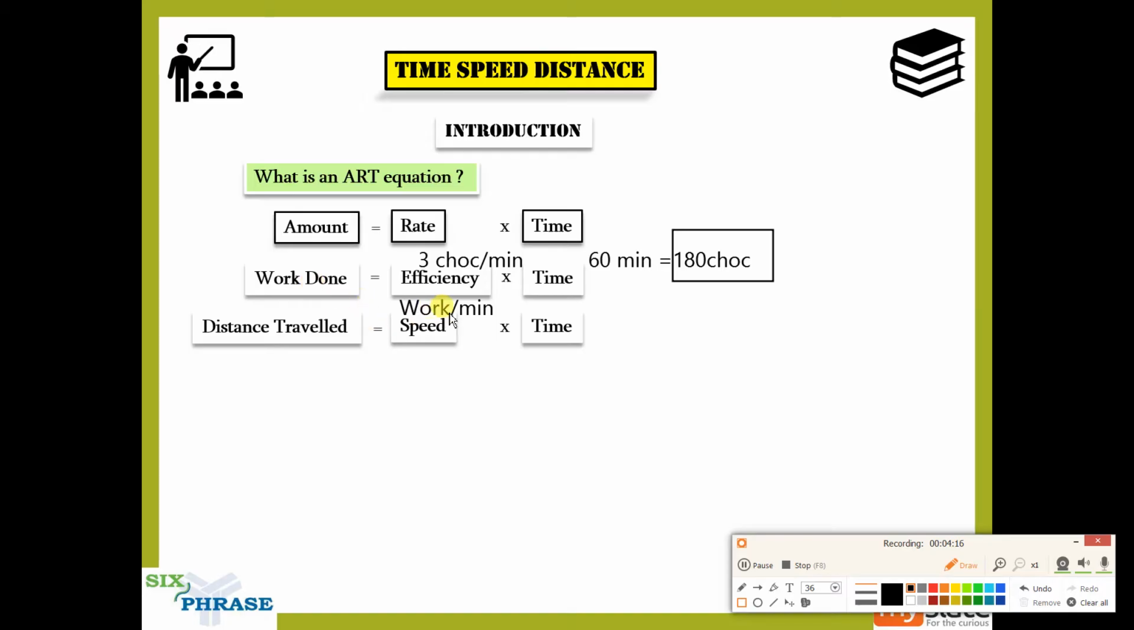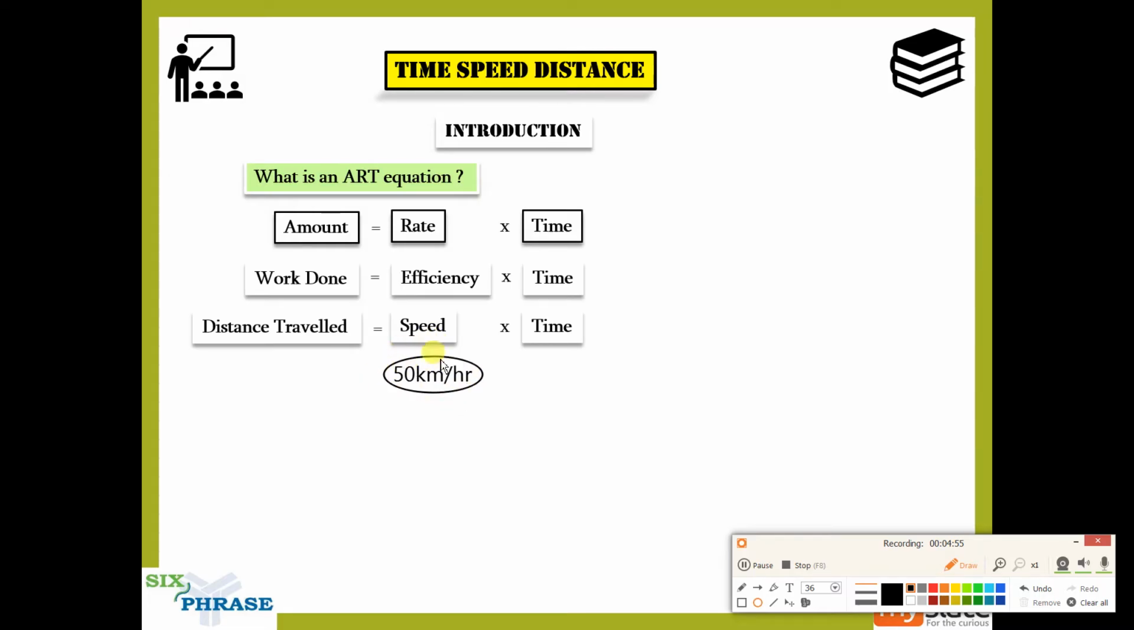Now you understand how time and work relate. The same thing applies to distance, speed, and time. Usually your speed will be like this: 50 kilometers per hour. As I told you, efficiency is always like work per time. This is also the same way, work per time. Here, instead of per minute, it is per hour. So this is efficiency.